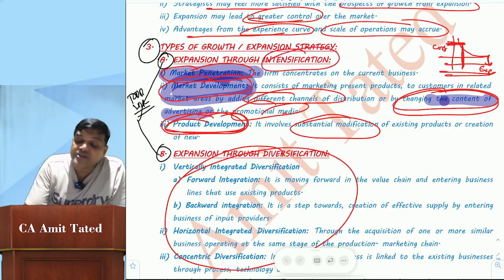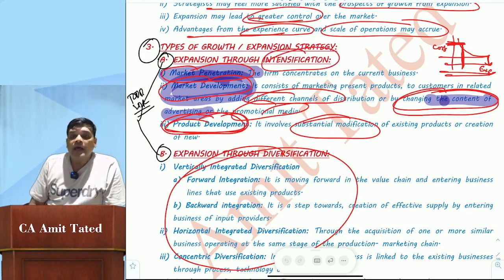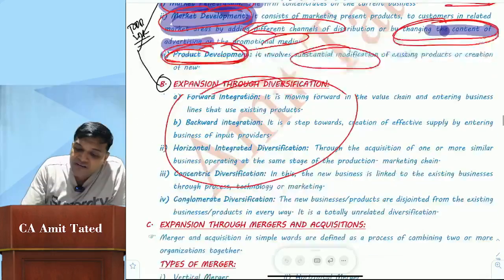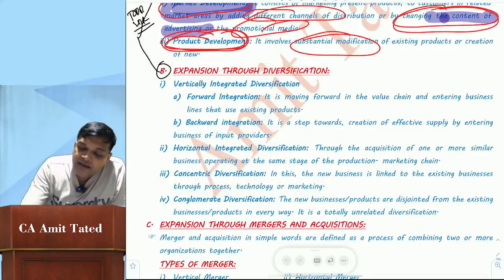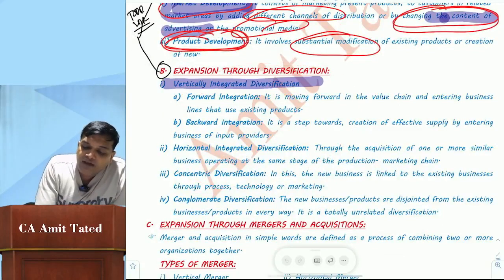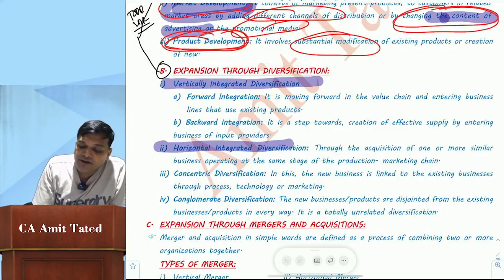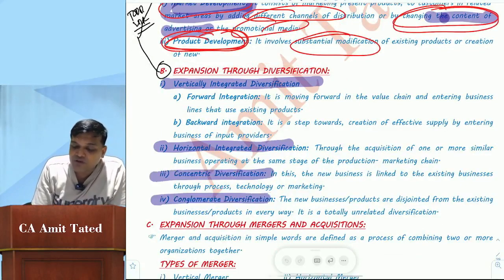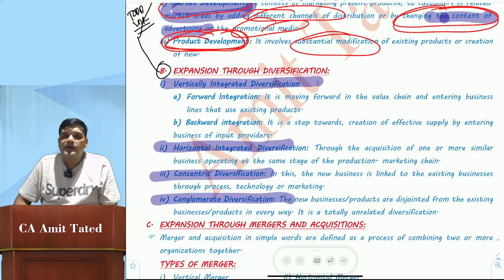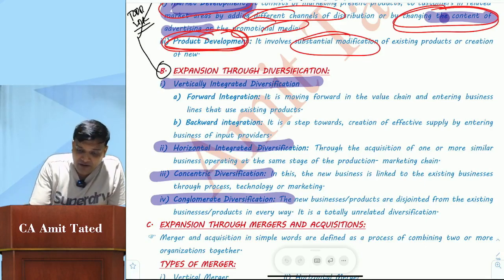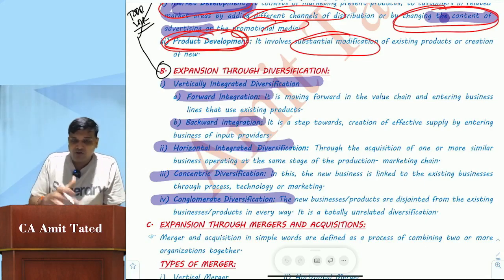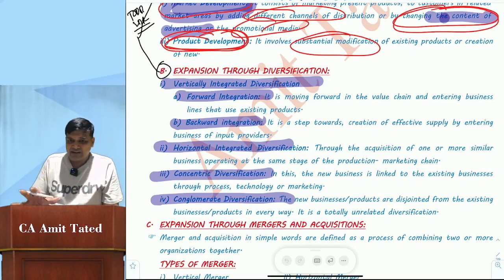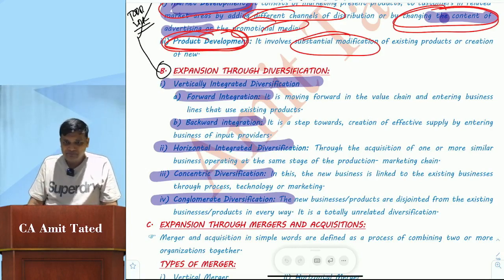So make sure: expansion through intensification. This is called intensification. Now I am saying expansion through diversification. In diversification, there are four types: vertical, horizontal, concentric, and conglomerate. A very simple point: in vertical diversification, we have forward and backward. In horizontal, there are no multiple types.